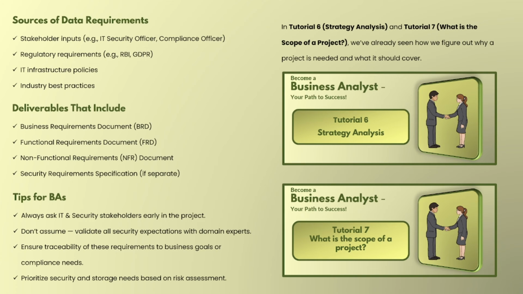Validate all security expectations with a domain expert. Then ensure traceability of each requirement to a business goal or compliance need. We will create a traceability matrix for that. Prioritize security and storage needs based on risk assessment, so we need to prioritize such requirements as well. Quickly, let's see the importance of data requirements again, wrap up this particular topic, and move on to users.